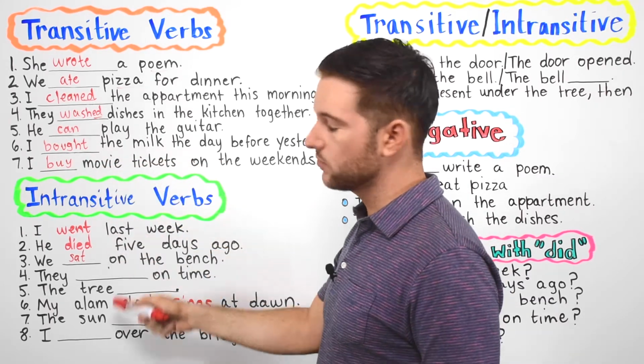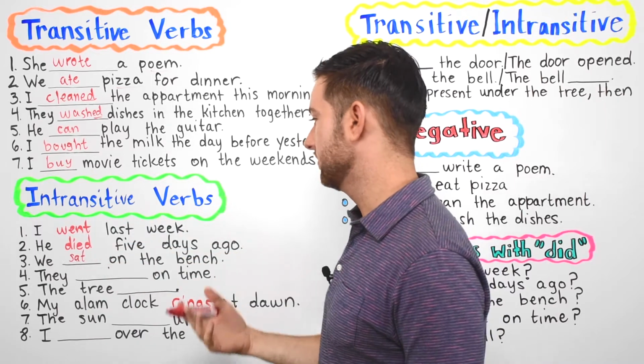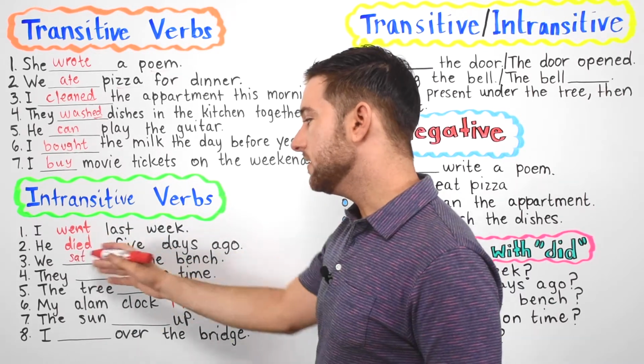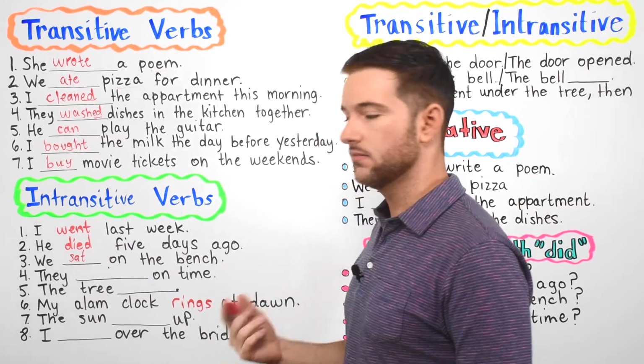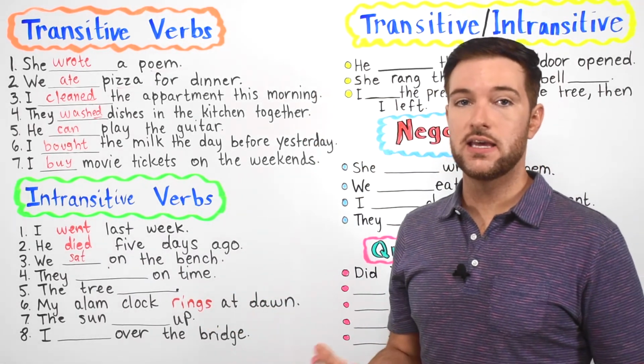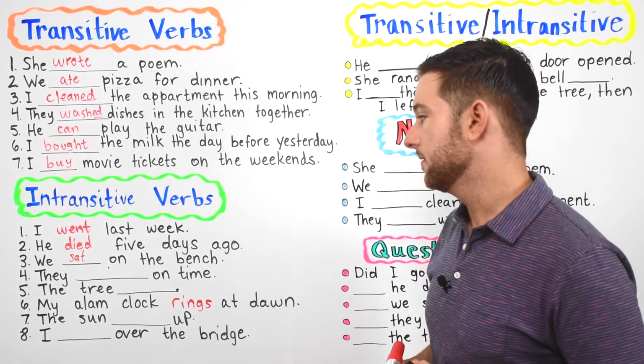But in intransitive verbs, we don't have that. We say, I went. He died. We sat. Number 4, they blank on time. Okay? They blank on time. What do you think we can say? They blank on time. Okay?